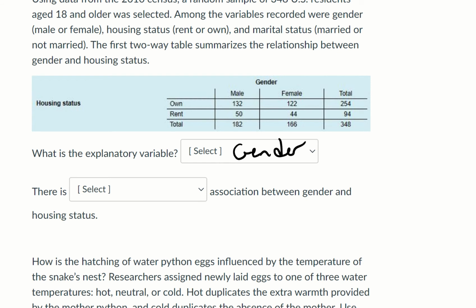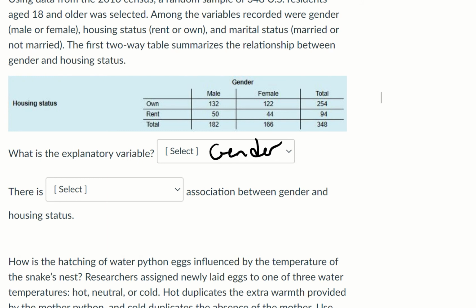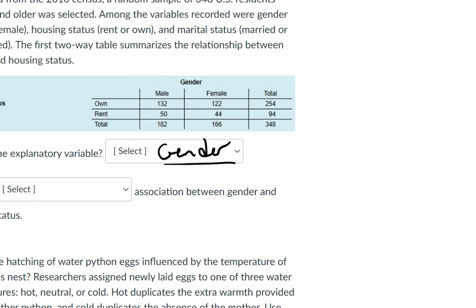And here it says, and we want to determine if there is an association between any of these. Okay, so we're going to say there is or there is not. Is there a weak association? Is there a strong association? Okay, so we're going to see if there's a weak, moderate, or strong association, or if there's no association between gender and housing status at all. And so what we're going to do is, since our explanatory variable is gender, we know that we're going to be calculating the percentages for males and females.